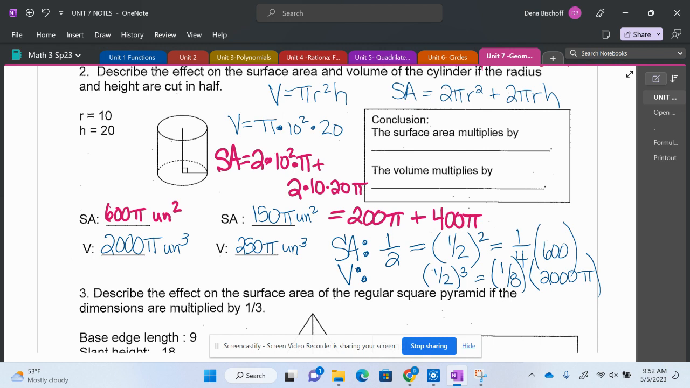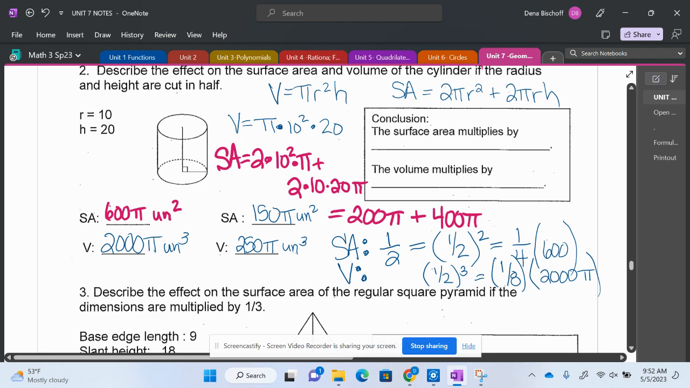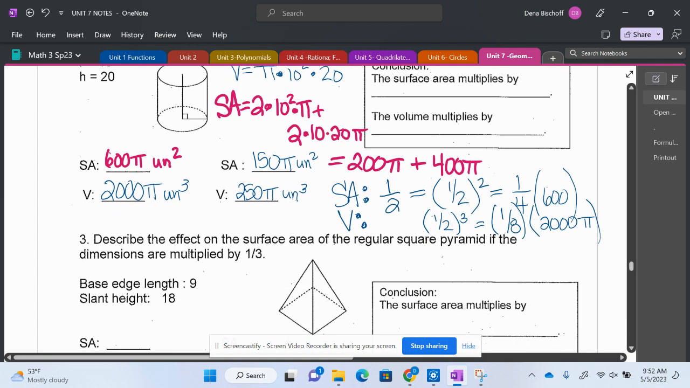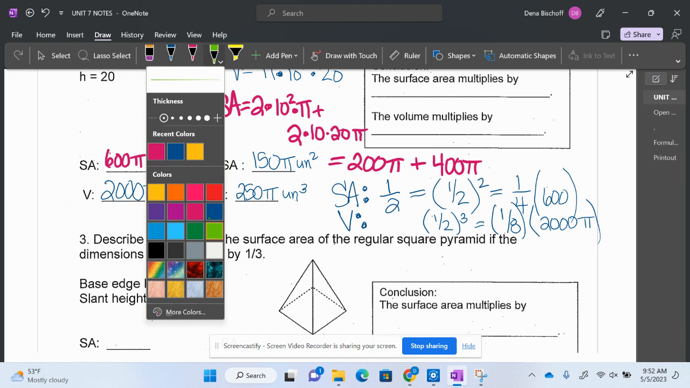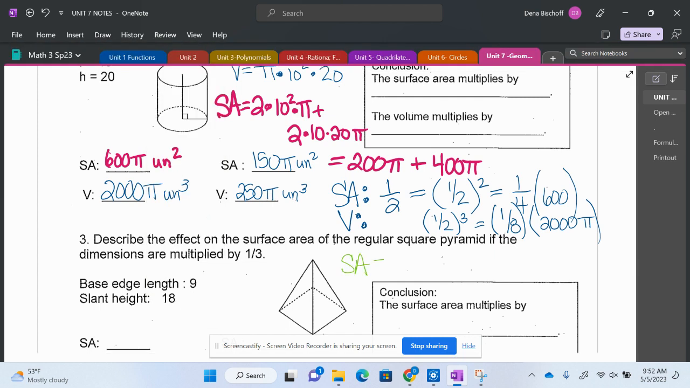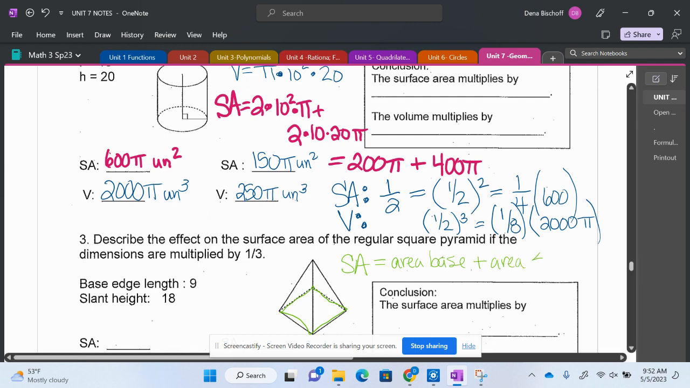So for number 3, you guys don't even have this formula on your sheet. It's asking you to find the surface area of a regular square pyramid. So I want to talk to you about surface area of a pyramid. So the surface area for a pyramid, well, we have the area of the base. So I'm just going to write that area of the base. That's this guy right here. Plus the area of the 4 triangles.